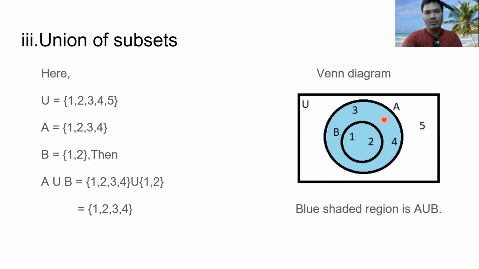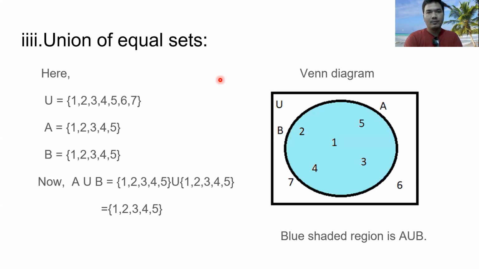Now let's move to the next one. Union of equal sets. Look, universal set 1, 2, 3, 4, 5, 6, 7, and set A 1, 2, 3, 4, 5. Set B 1, 2, 3, 4, 5. When you find A union B, write A 1, 2, 3, 4, 5 union B 1, 2, 3, 4, 5. And when you combine them, one set 1, 2, 3, 4, 5, because we don't repeat.